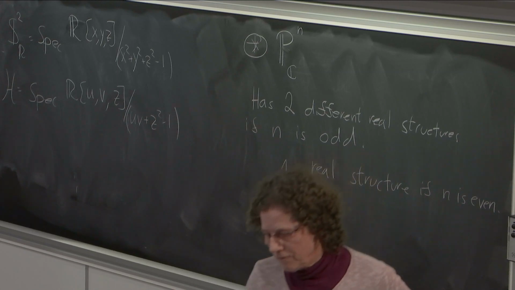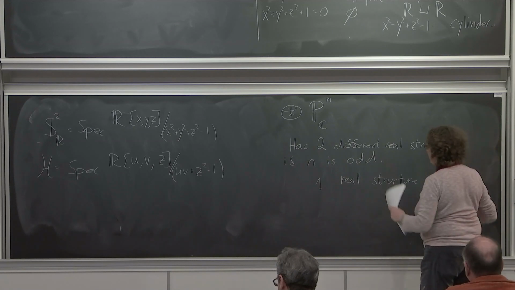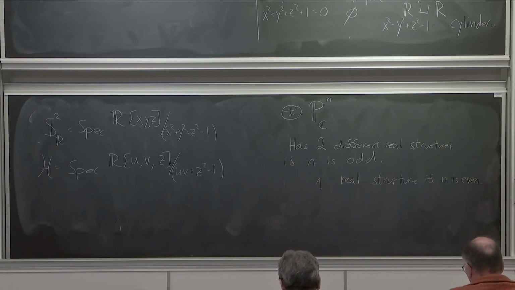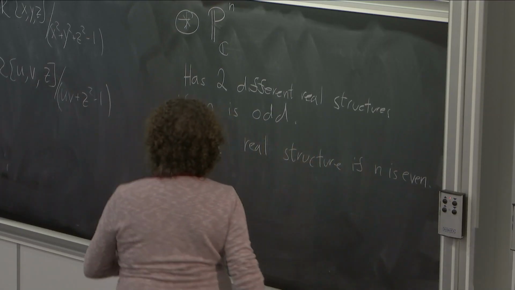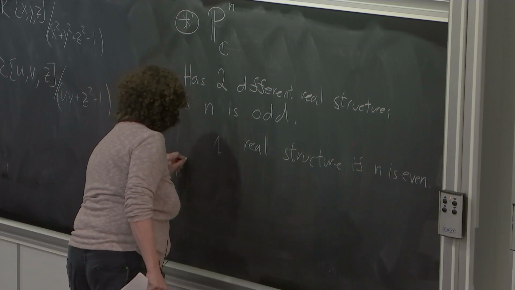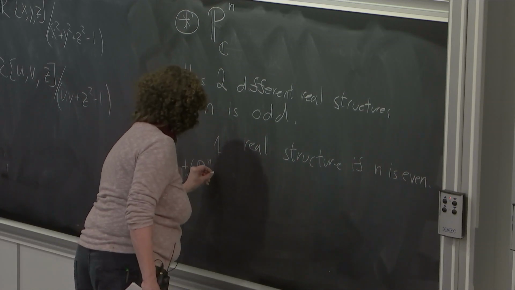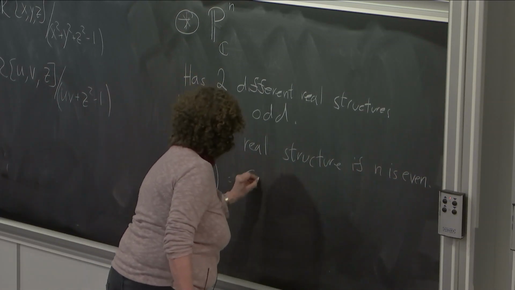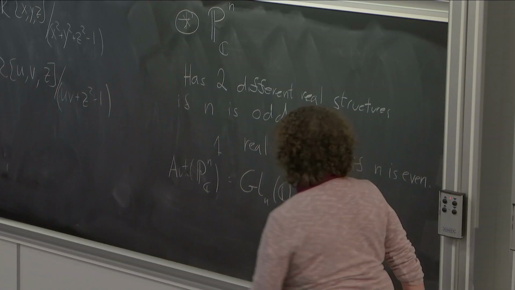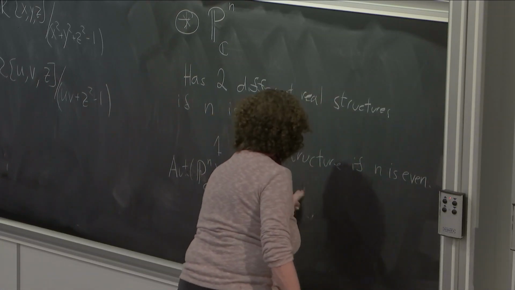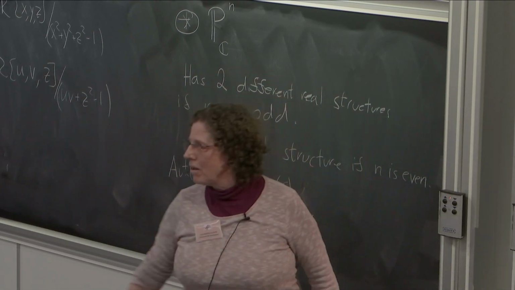I'm actually going to leave this as an exercise for you, but I'm going to tell you how to do it. This is one that we can really calculate. The reason is we know the automorphism group of P^n(C), which is just PGL_{n+1}(C). So if I want to find a real form, that means find a matrix.